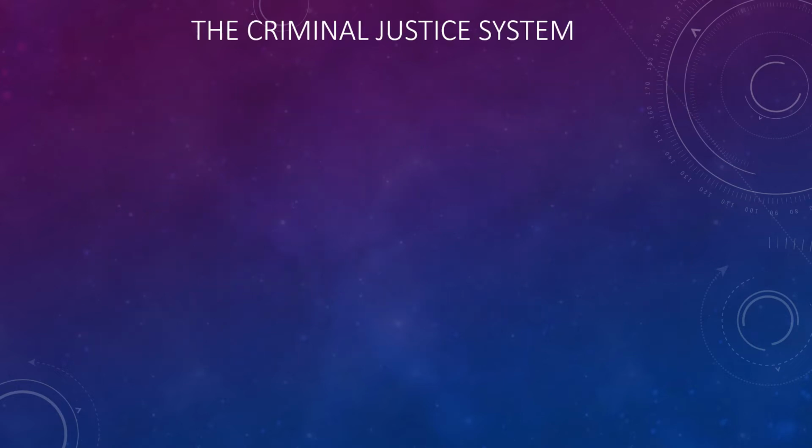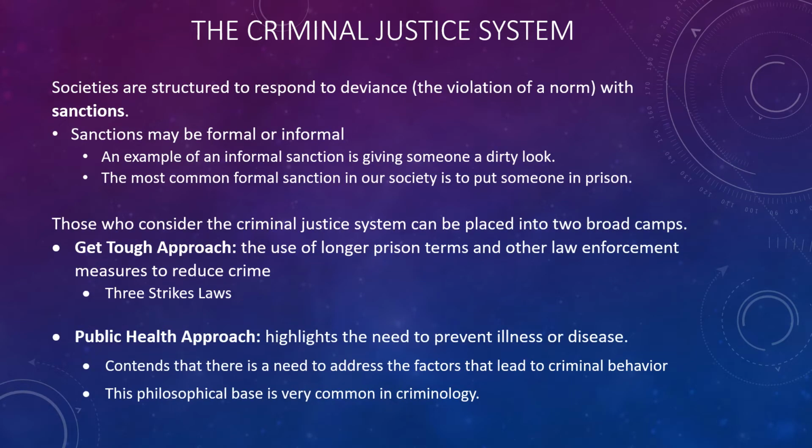Now let's talk for a bit about the criminal justice system itself. Societies are structured to respond to deviance. Thus, a violation of a norm is responded to with sanctions. Sanctions may be either formal or informal. Thus, sanctions are the things we do to people when they commit an act of deviance.